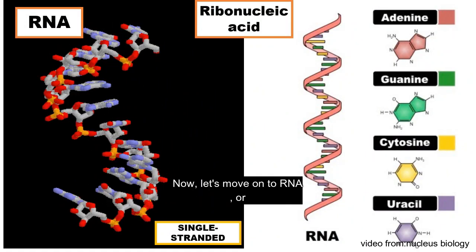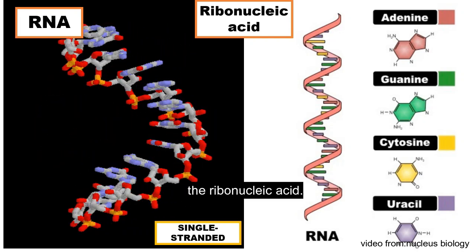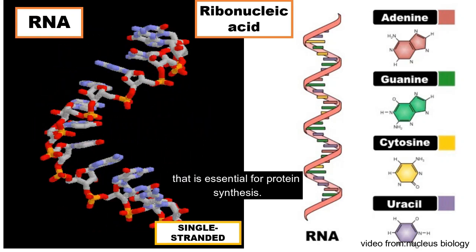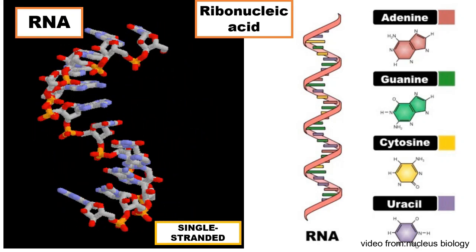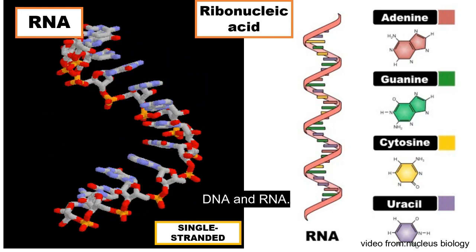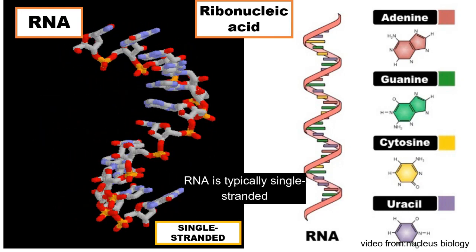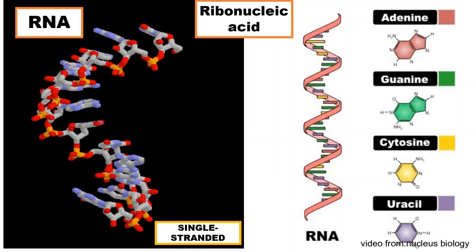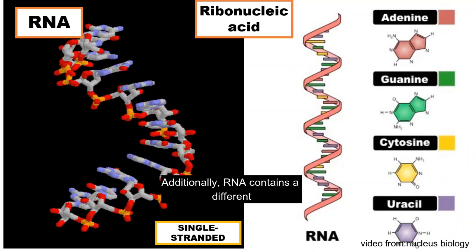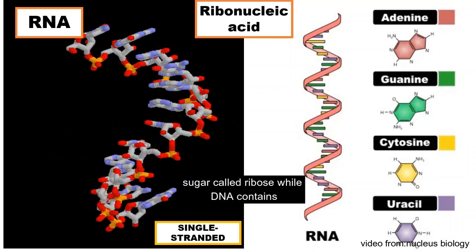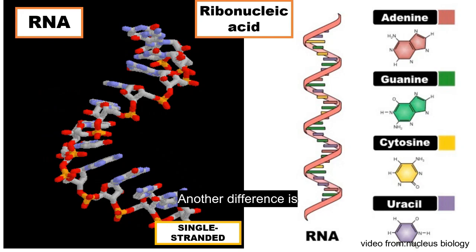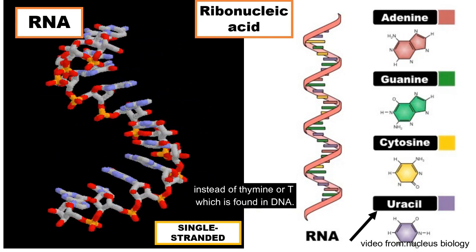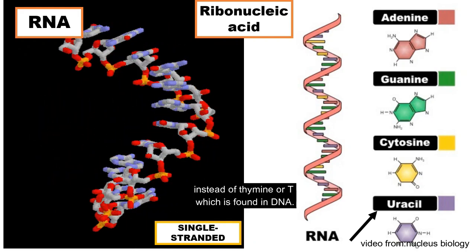Now, let's move on to RNA, or ribonucleic acid. RNA, like DNA, is a nucleic acid that is essential for protein synthesis. However, there are key differences between DNA and RNA. RNA is typically single-stranded, whereas DNA is double-stranded. Additionally, RNA contains a different sugar called ribose, while DNA contains deoxyribose. Another difference is RNA contains the base uracil (U) instead of thymine (T), which is found in DNA.